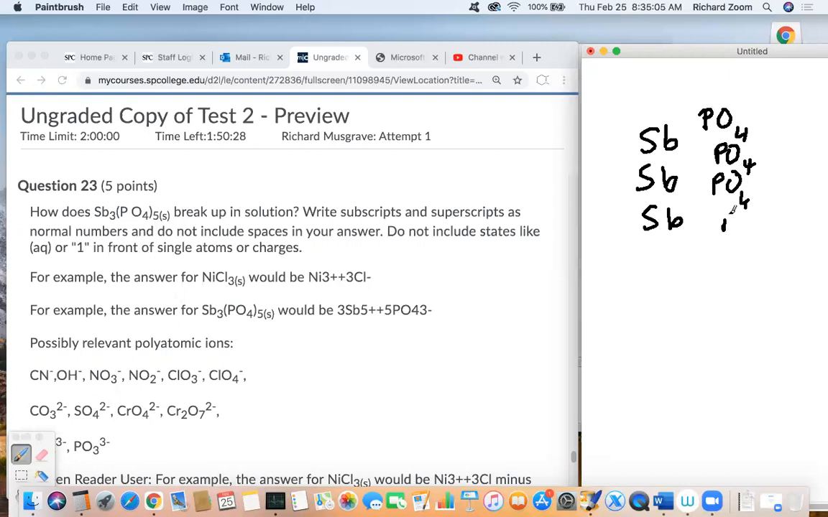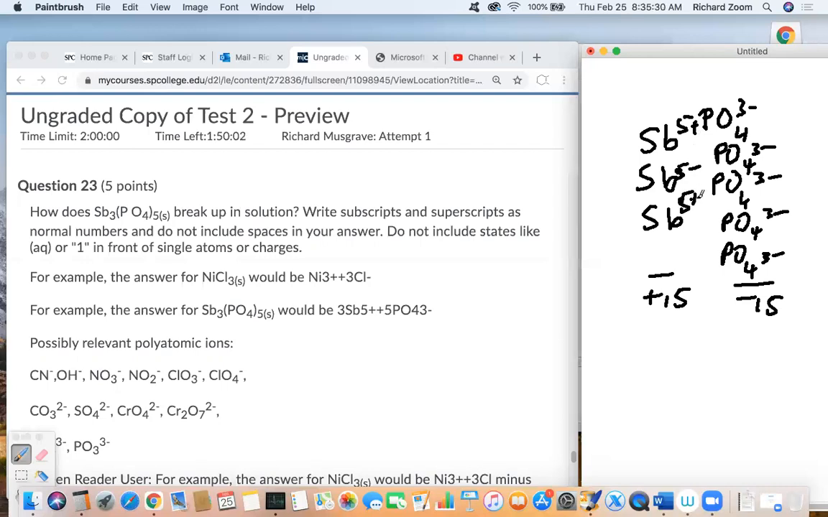I will do one more example in a second here, since it didn't pop up. And that's 3 negative, 3 negative, 3 negative, 3 negative, and 3 negative. That's -15, which makes this +15, which means that the Sbs are going to be 5+ each. So that would be 3 Sb5+ plus 5 PO4 3-. Anybody have any questions?